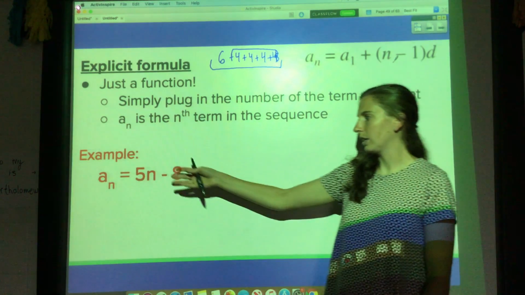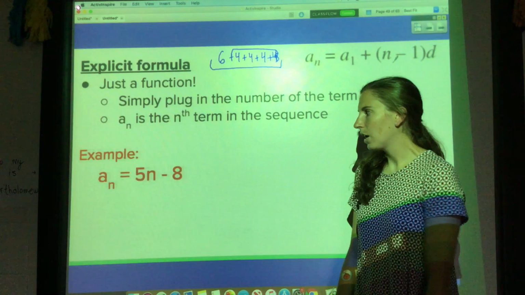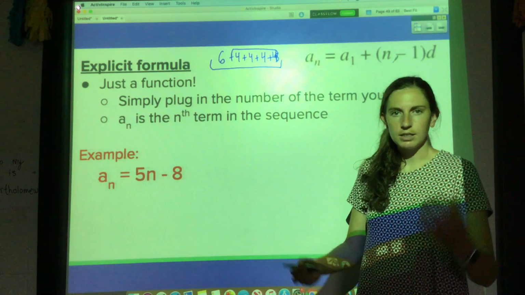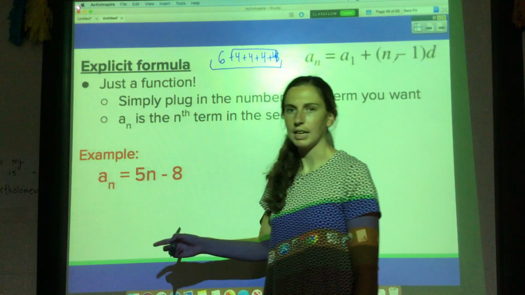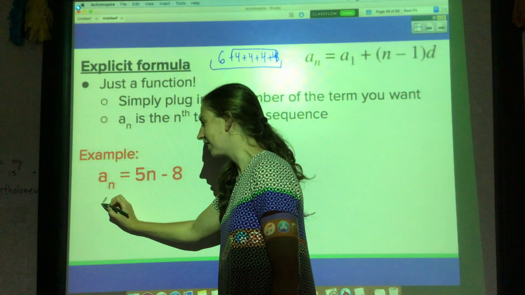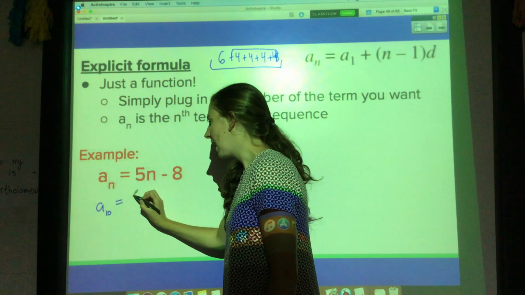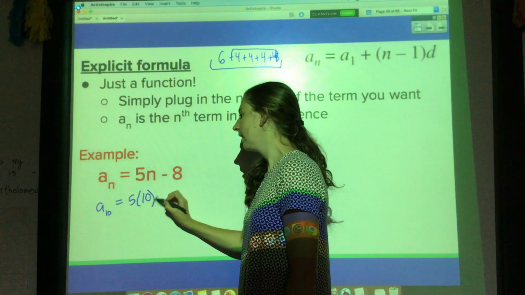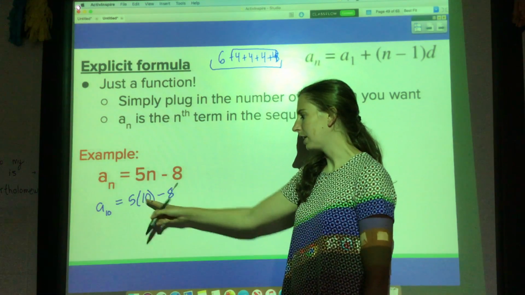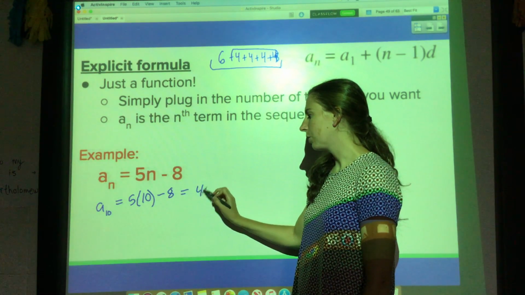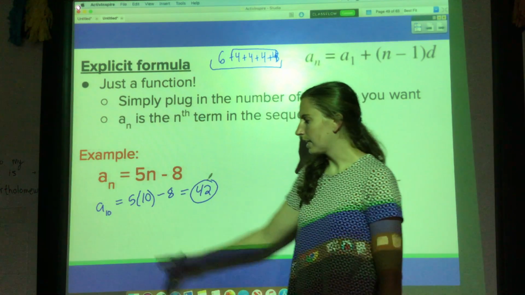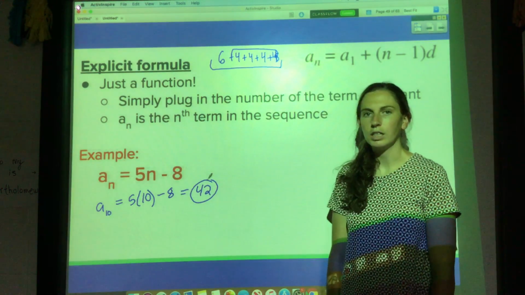Here's an example of an explicit formula. Let's say I want to know the 57th term. Let's go with 10 because it's easier. Let's say I want to know the 10th term, A10. I would just fill in 10 for n, and it would be 50 minus 8, which is 42. So the 10th term is 42.